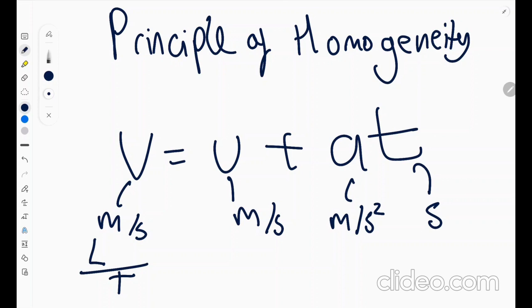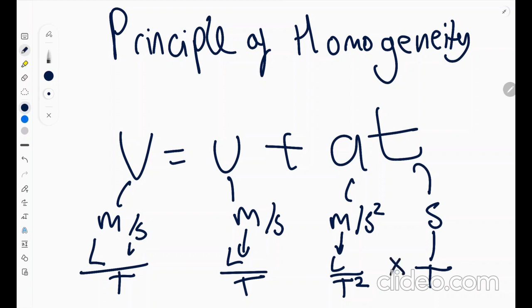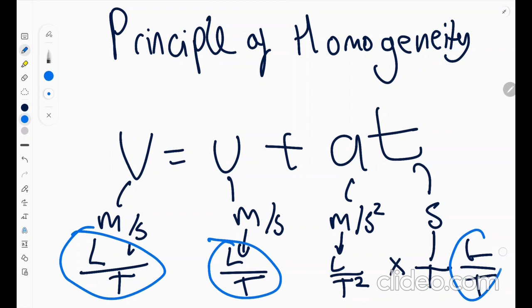The same is true of the initial velocity, L over T. Now, the dimension for acceleration is L over T squared. And the dimension for seconds is T. Now, since acceleration is multiplied by time, this comes out to be L over T, which means that all the dimensions of each of the terms in our equation are the same. This is consistent with the principle of homogeneity.